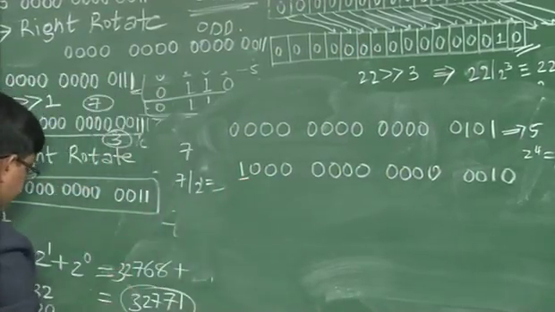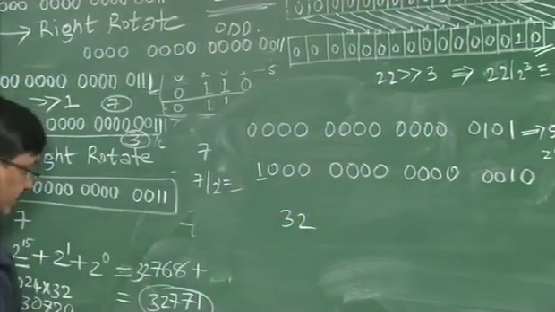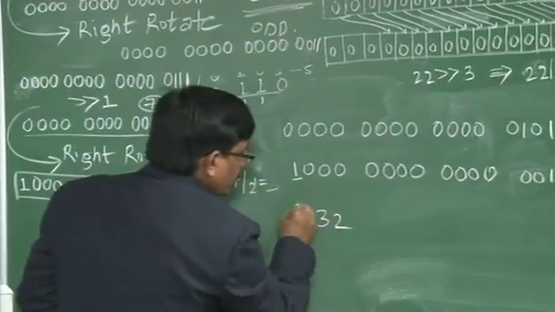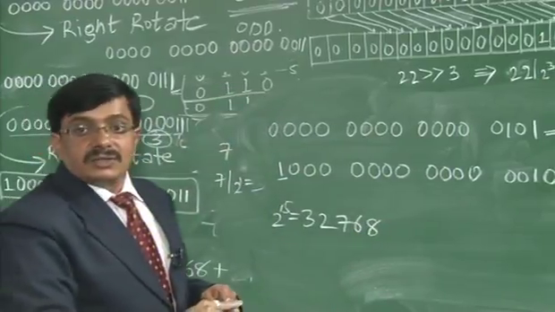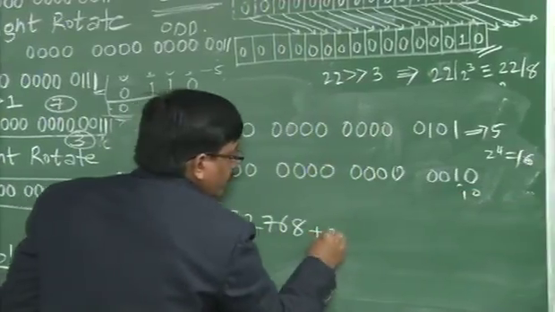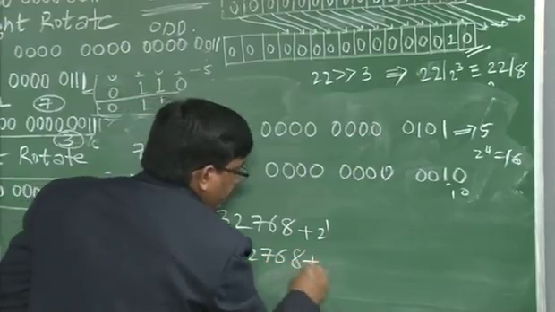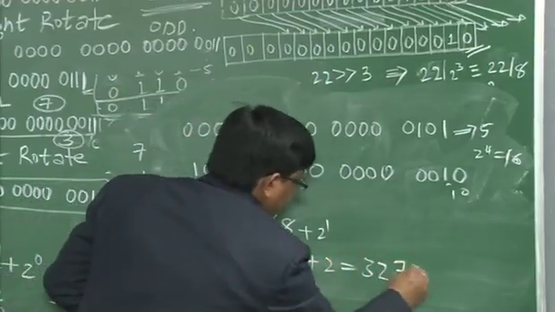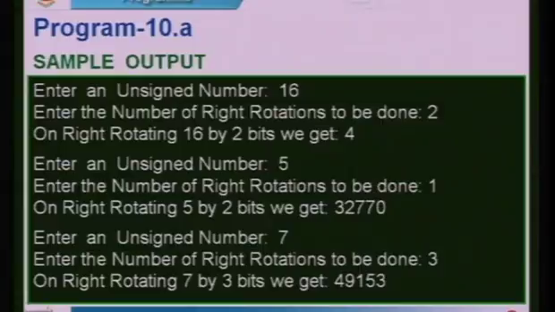What's the value corresponding to this? It is 32,000. This is nothing but 2 raised to 15, which is 32,768. Now for the value 32,768, this value should be added. So this is 0, 1, which is plus 2 raised to 1. That is nothing but 32,768 plus 2, which is 32,770. This is the value we are supposed to get there. So that is the reason we can see that when I right rotate the value 5 by 1 position, we get the value 32,770.